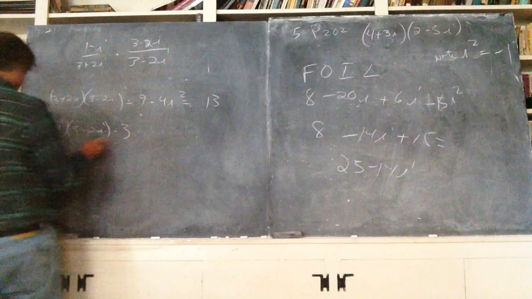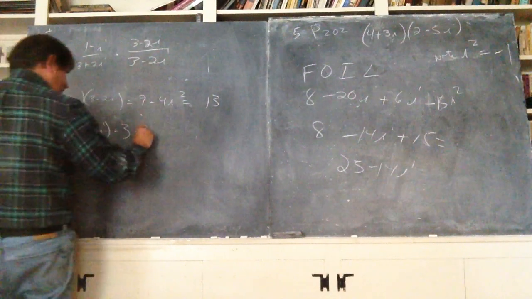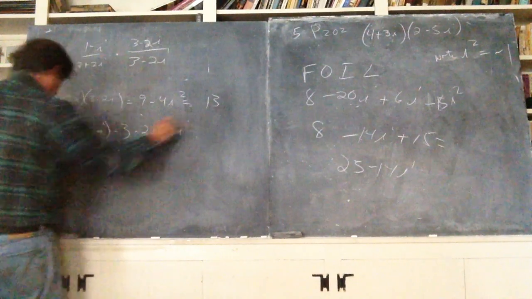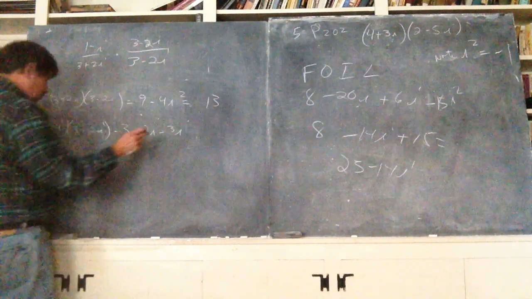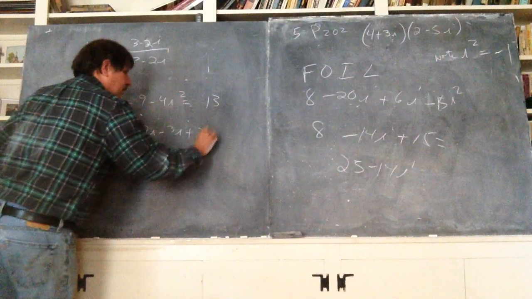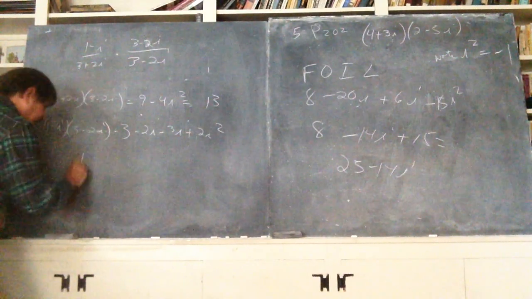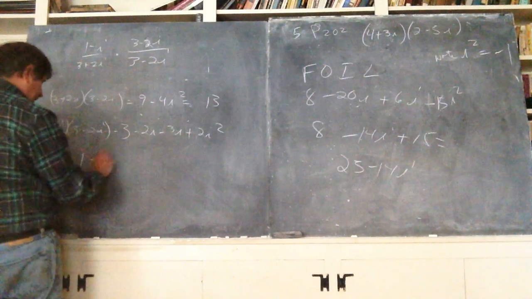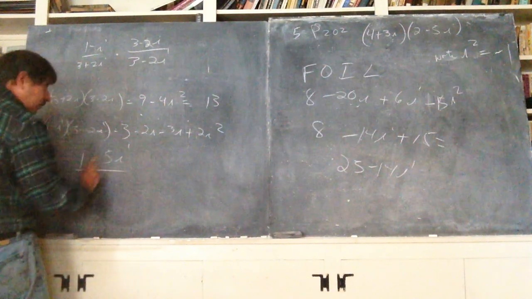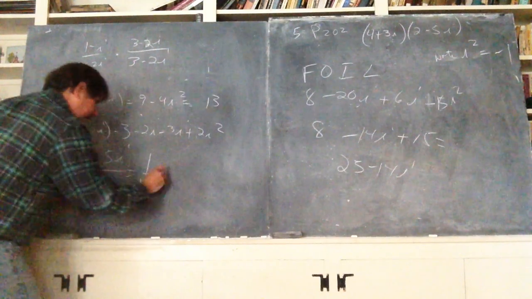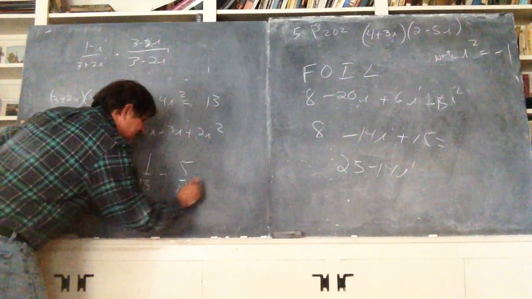3 minus 2i, minus 3i, I'm FOILing, plus 2i squared. So this is 3 minus 2, minus 5i all over 13, 1/13 minus 5/13 i.